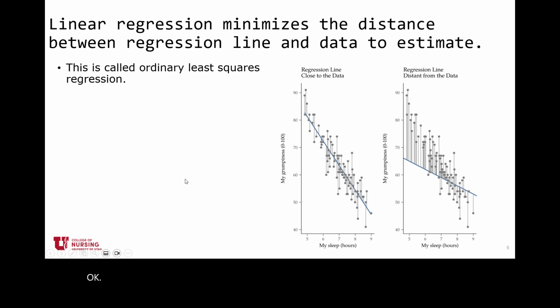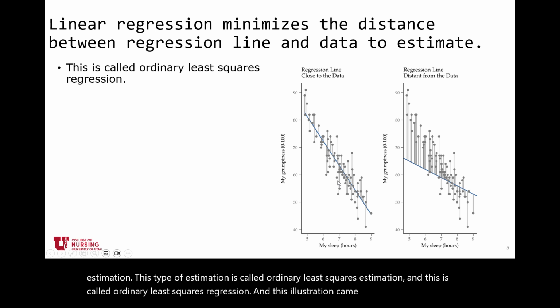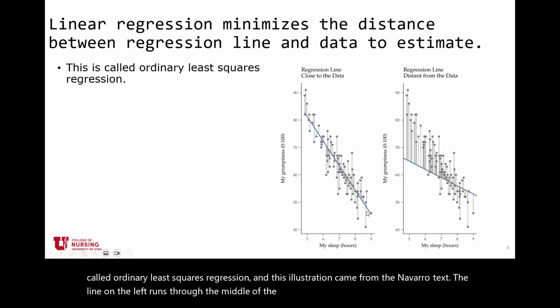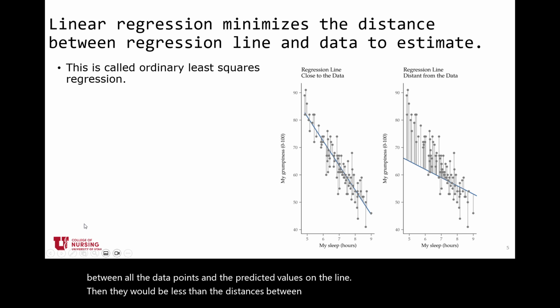Linear regression minimizes the distance between the regression line and the data to do the estimation. This type of estimation is called ordinary least squares estimation, and this is called ordinary least squares regression. And this illustration came from the Navarro text. The line on the left runs through the middle of the data, and if you looked at the distances between all the data points and the predicted values on the line, then they would be less than the distances between the illustration on the right.